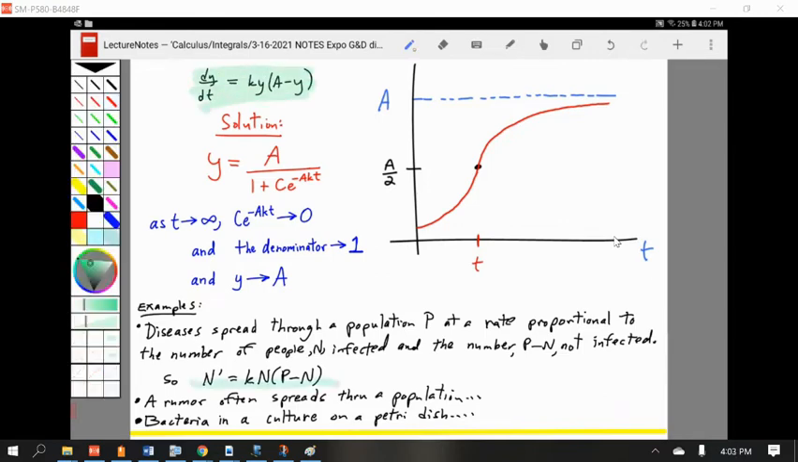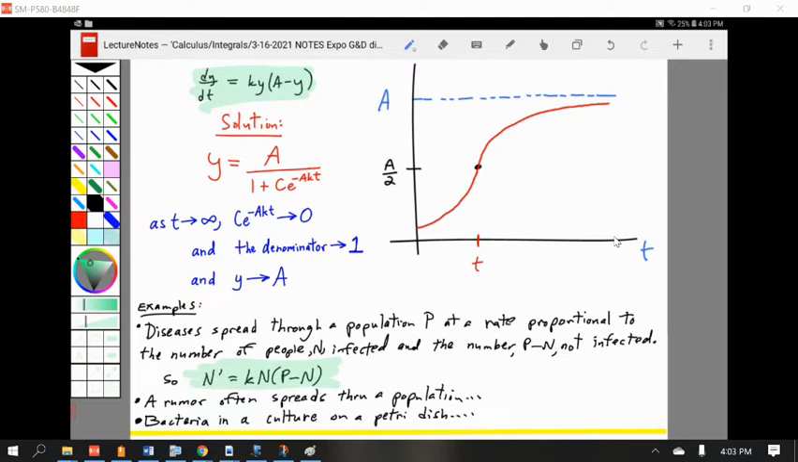It's also down here. So n prime is the same thing as dy/dt. ky is the same thing as kn. A minus y is the same thing as p minus n, where p would be the total population, right? Over time, eventually, it's going to get us all, right? So we want to build up the ability to fight it. So we have herd immunity and we have vaccines, right? We get COVID-19 and then we get over it so that we have antibodies, right?